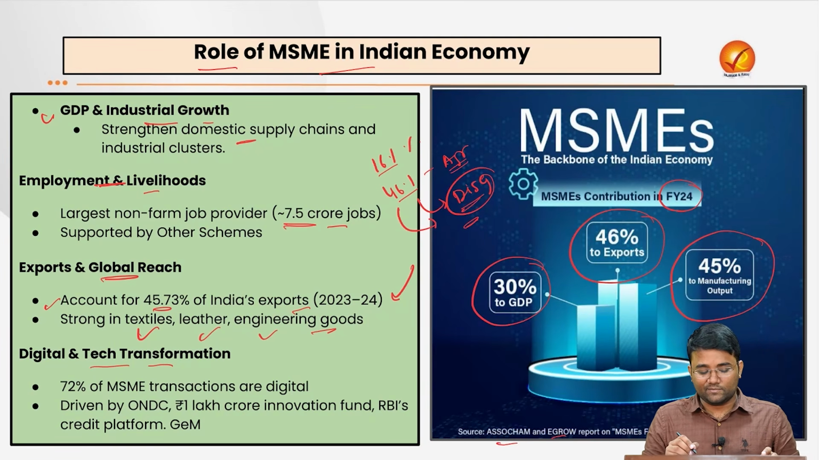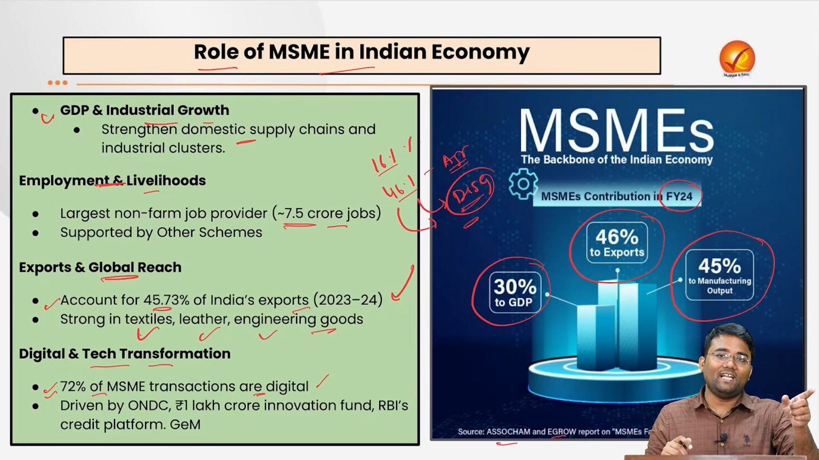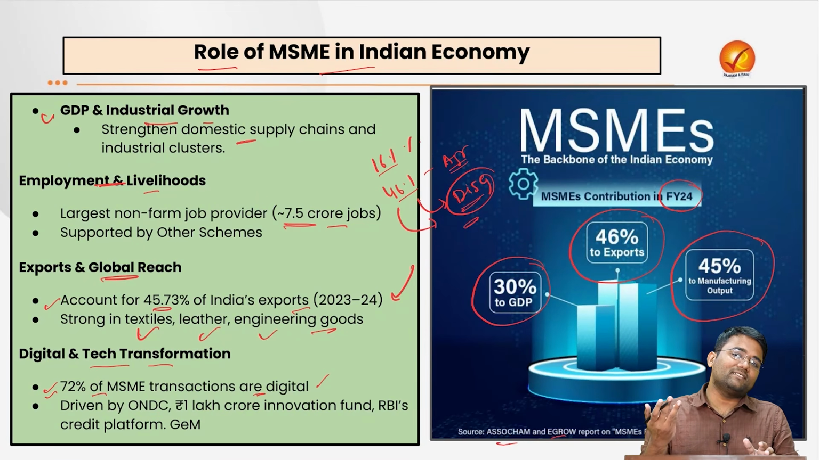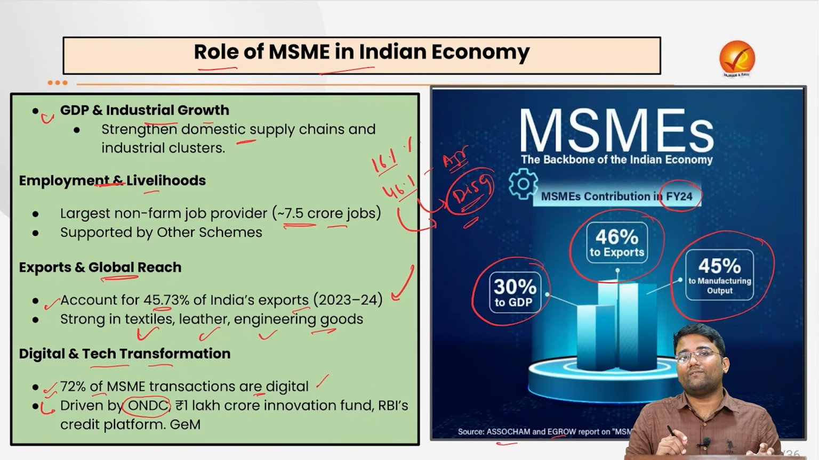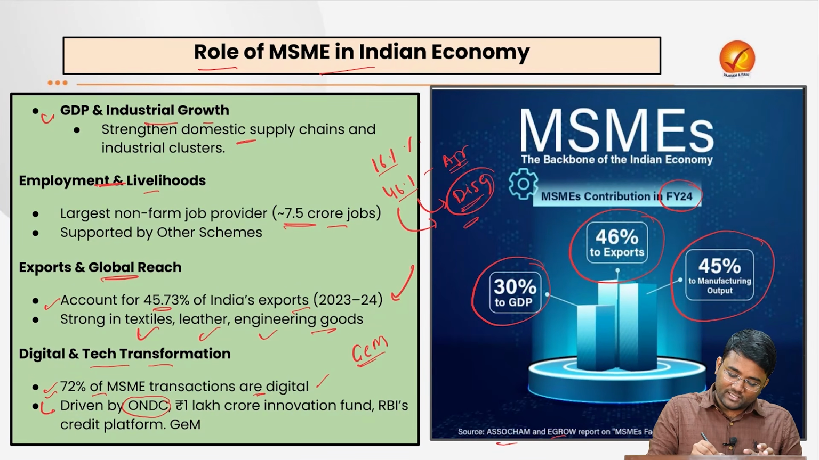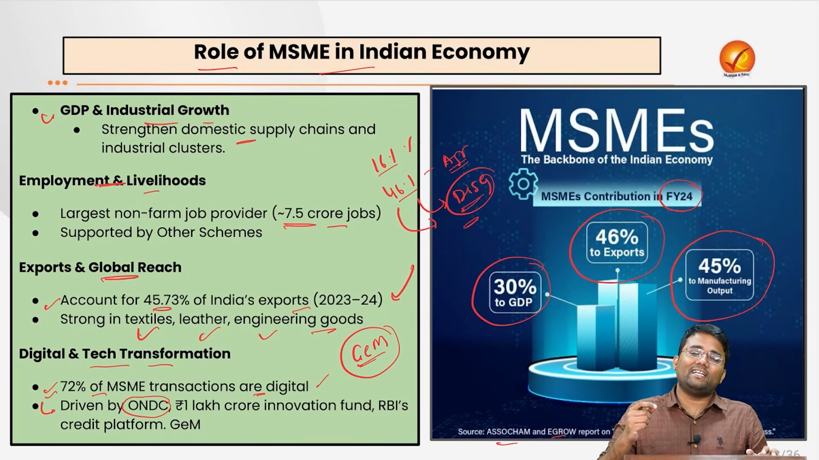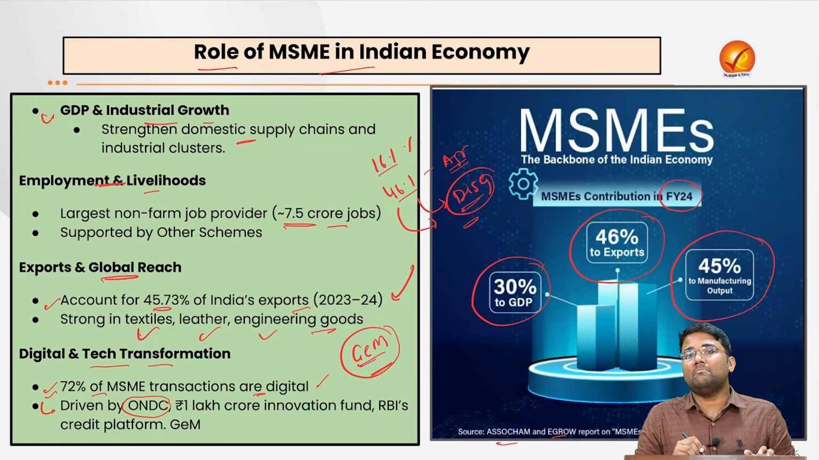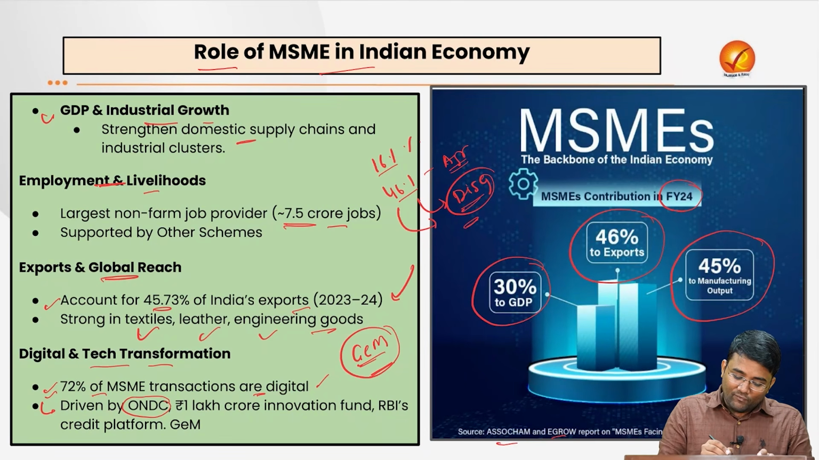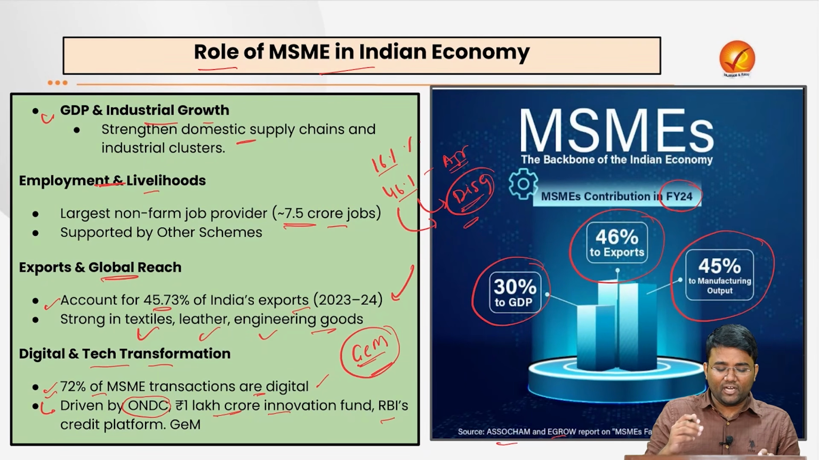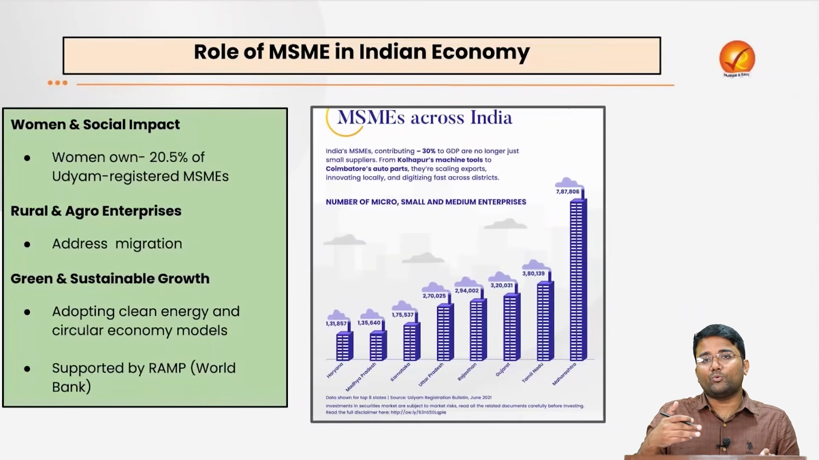Also, the digital and tech transformation: now 72% of MSME transactions are happening digitally, whether it is the loan disbursement, the invoicing, or the payments, most of that is happening in digital forms. This is driven by ONDC, that is Open Network for Digital Commerce, as well as the Government e-Marketplace, where MSMEs can list their products and themselves, and the central government, state government, or other agencies will be procuring from this Government e-Marketplace itself. So with that, MSMEs are further integrating in the digital arena, and a 1 lakh crore innovation fund was given, plus RBI's credit platform. All that is helping ensure more digital integration, based on which the MSMEs' growth potential can be further enhanced.